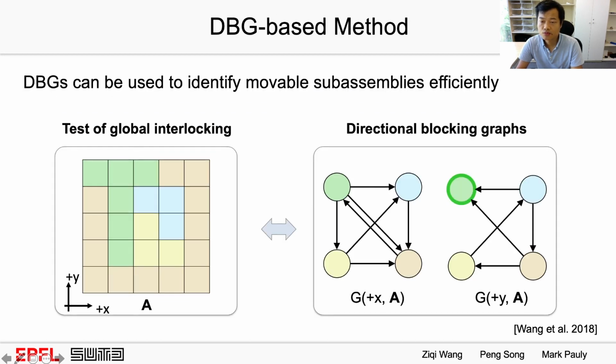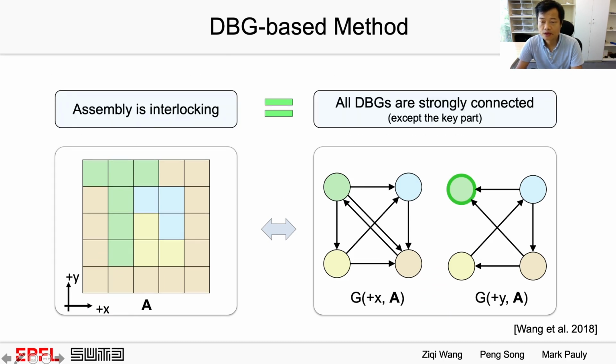Recall that directional blocking graphs can be used to identify movable subassemblies efficiently. Hence, we can make a connection between interlocking assemblies and the directional blocking graphs. Based on this connection, we can test interlocking much more efficiently. We show that if all these directed graphs are strongly connected except the key, the corresponding 3D assembly is globally interlocking. Thus, we can test the interlocking in the graph domain rather than in the geometry domain with polynomial time complexity.